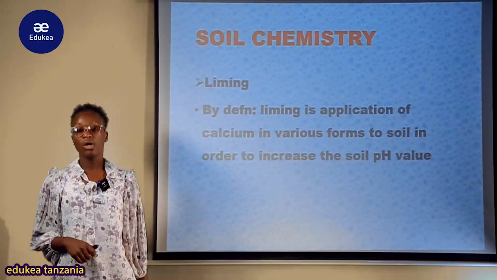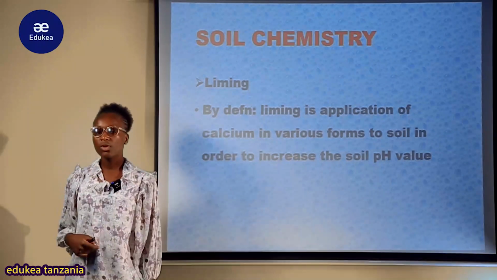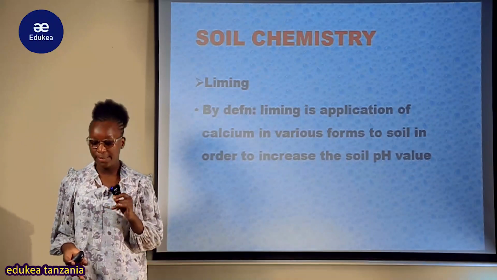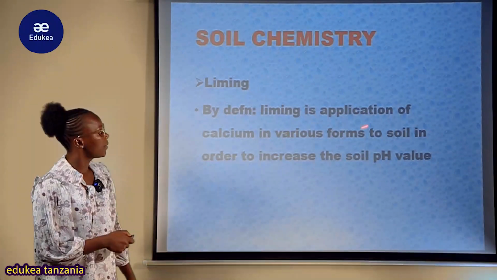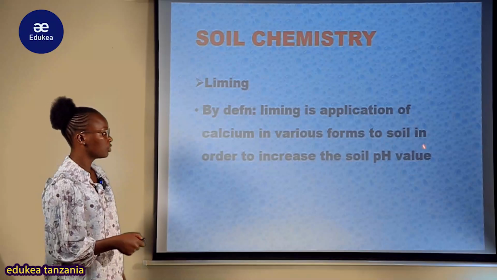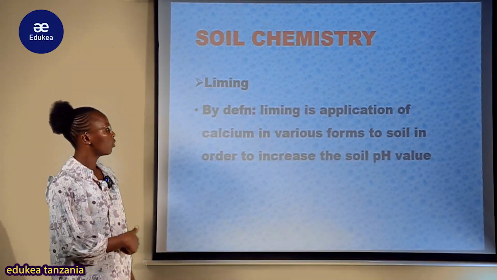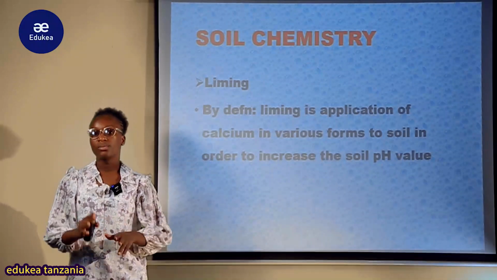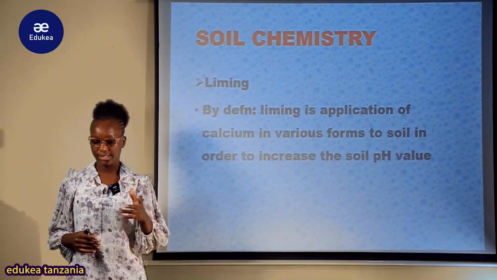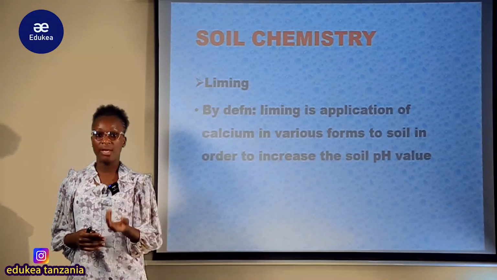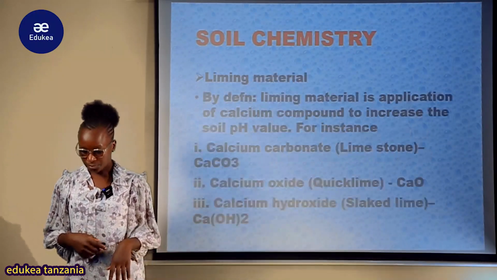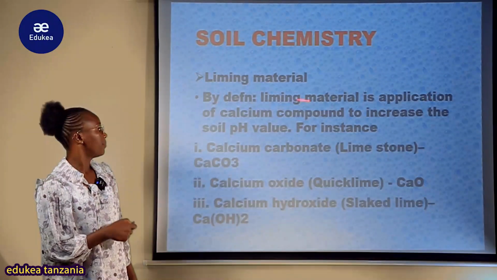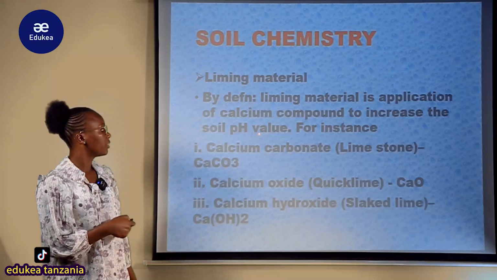Lakini my student, tuliona kuhusiana na application of liming, kwamba jinsi gani tunaweza kutumia material liming ili kuweza kufanya hizo modification. Simply when we talk about liming, is application of calcium in various forms to soil in order to increase the soil pH value. Kumbe tunapoongelea hizi liming tunaongelea hizi calcium. So matumizi ya hizi calcium yatasaidia kufanya changes au amendments za soil pH value. And when we talk about liming material, simply by definition, liming material is the application of calcium compound to increase the soil pH value.